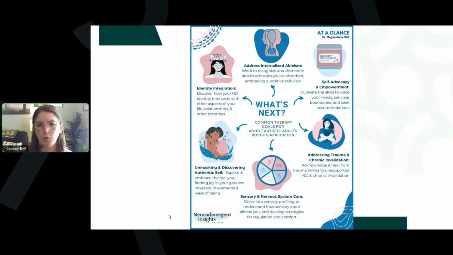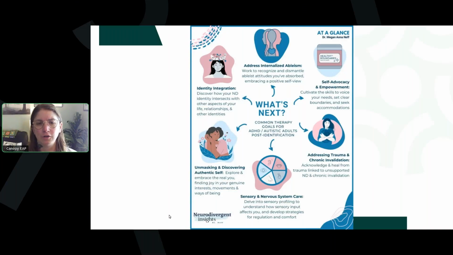So thinking about, okay, what's next? What are potentially these common therapy goals? And this specifically is around adults, but I wanted to share some of these. So we talked already about giving voice to and really talking about that potential internalized ableism, how that's impacting someone's experiences, their goals, how they feel about themselves, that narrative essentially. There's also how to integrate our identity. And we talked about that with intersectionality.